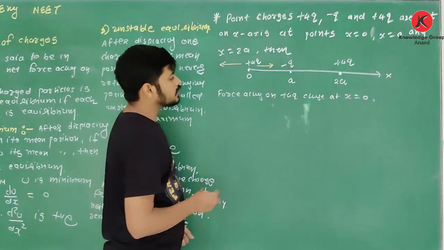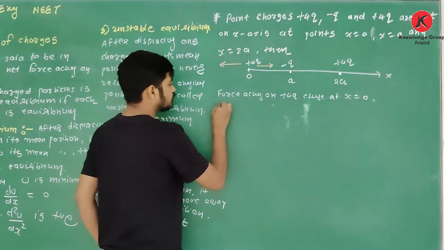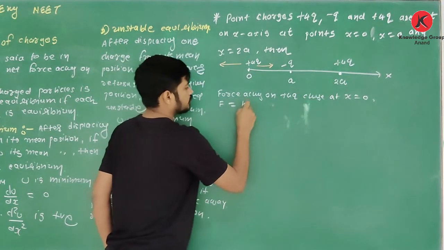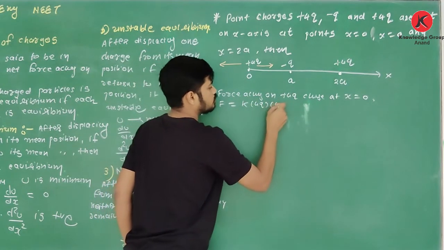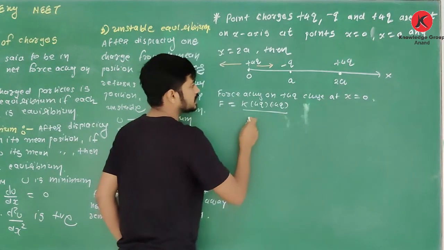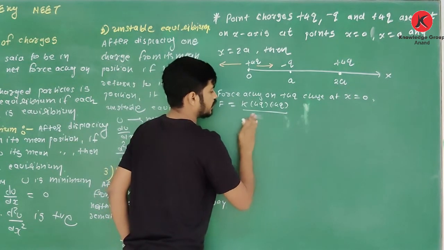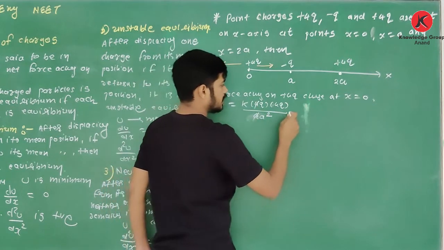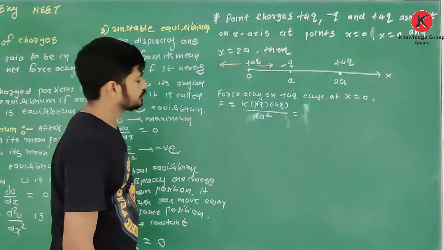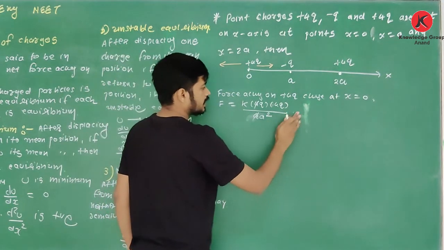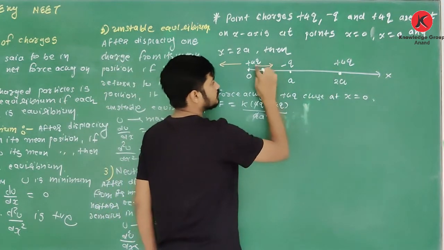So force acting on plus 4q charge at x equal to 0. F is equal to, due to this 4q charge, K times 4q upon the distance between these two 4q charges. It is 2a, or I can directly write it is 4a square. So it is the force acting on this 4q due to this q.